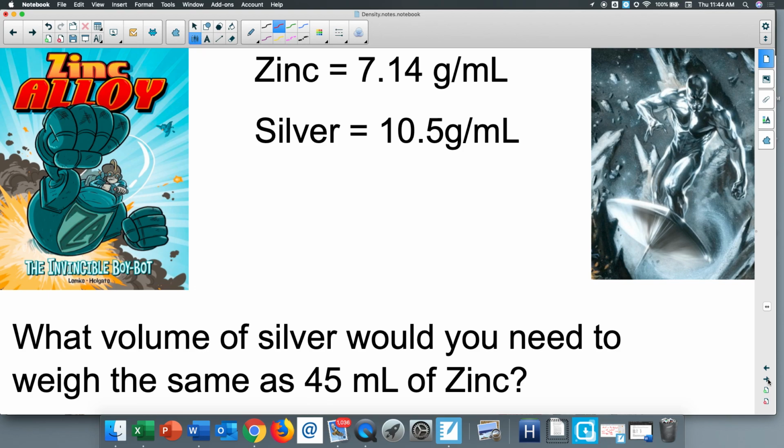So far, I've given you an equation, and you use that in an operation. You're going to have to use multiple equations and talk to the person next to you to figure out this question. What volume of silver would you need to weigh the same as 45 milliliters of zinc? You have both densities. Talk to the person next to you, see what you can come up with.